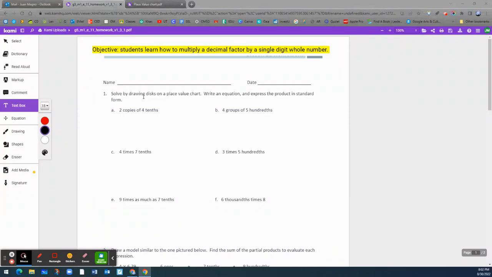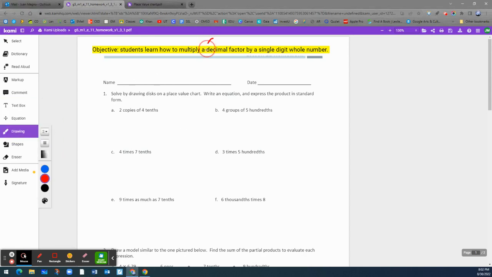Mr. Magna will take you through a journey of how to multiply a decimal factor by a single digit whole number. That is what we're going to do. So a decimal factor, which is this one right here, by a single digit whole number. Now they are asking us to draw disks. We're not going to draw disks. We're going to use the place value chart with numbers. Then we have to write an equation, and express the product in standard form.